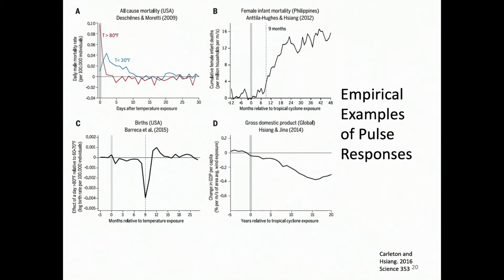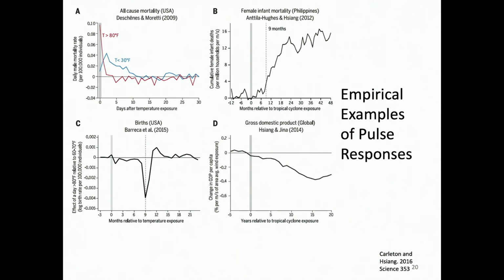This one is change in GDP per capita relative to years after a tropical cyclone exposure. It actually continues to worsen for over a decade, all right, in countries in the developing world. This is months relative to tropical cyclone exposure. Cumulative female infant deaths are climbing up on a 5-year time scale. You know, there's a different pulse response there.